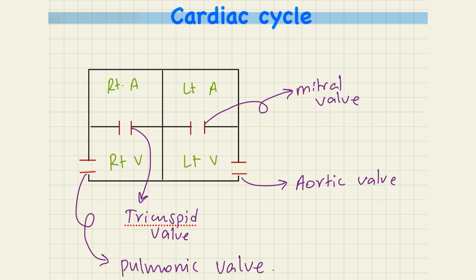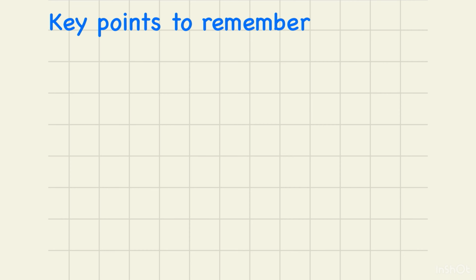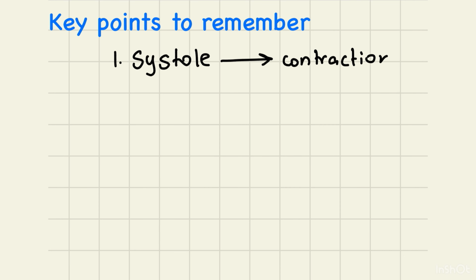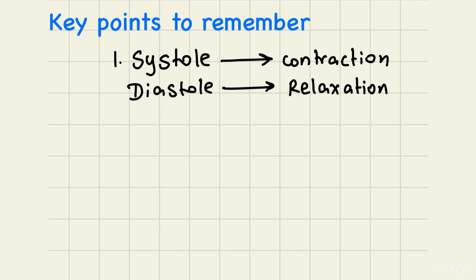Before looking into the cardiac cycle, I want you to remember a few key points as these will come in handy later. Systole is contraction and diastole is relaxation. Yeah, we are going from this. When I said utmost basics, this is what I meant, so that you have a complete understanding of the concept.